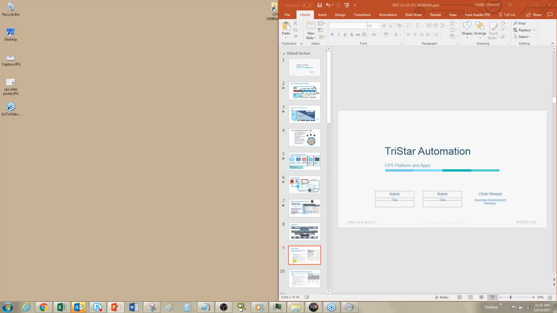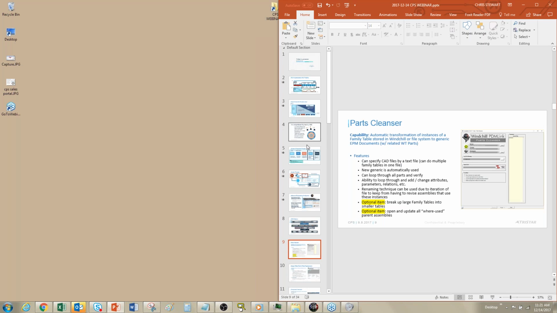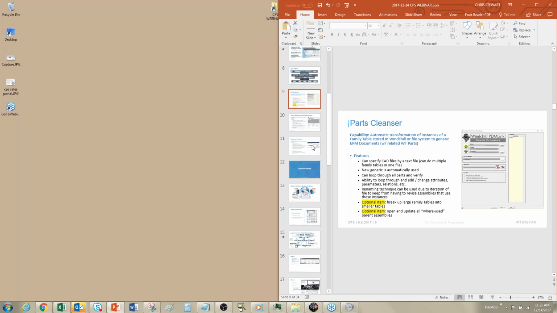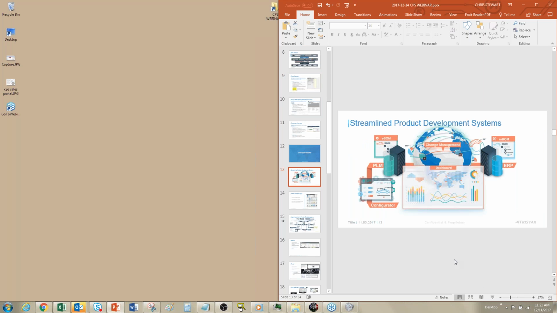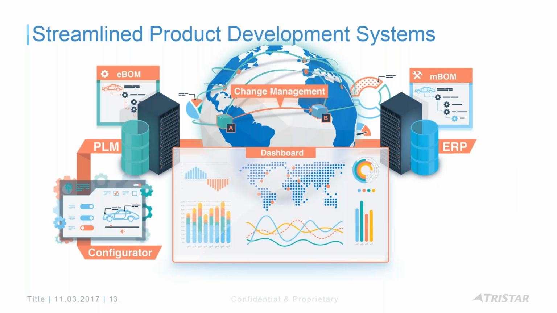I'm not going to really get into the slides here as far as in detail, but this is just a very simple breakdown of how the Parts Cleanser can basically break up large family tables into smaller tables, and it can do open and update all where used as far as parent assemblies, etc. I might have a few more slides that I wanted to get into, but I really wanted to keep the focus on CPS.